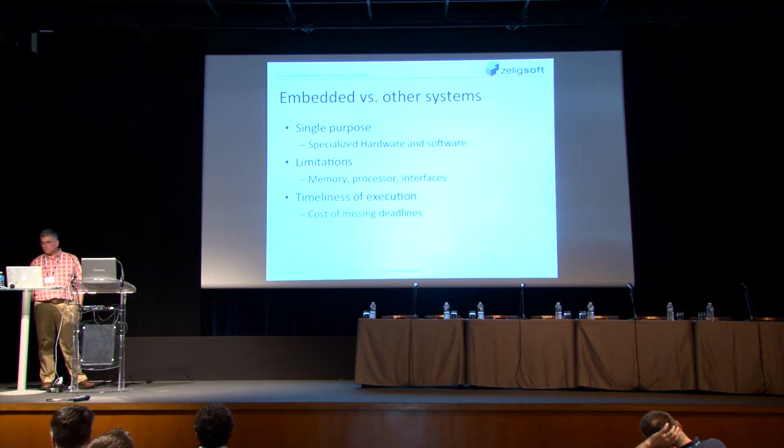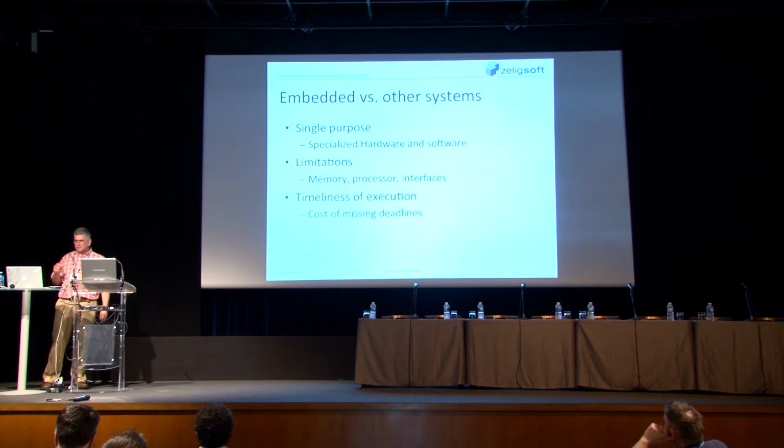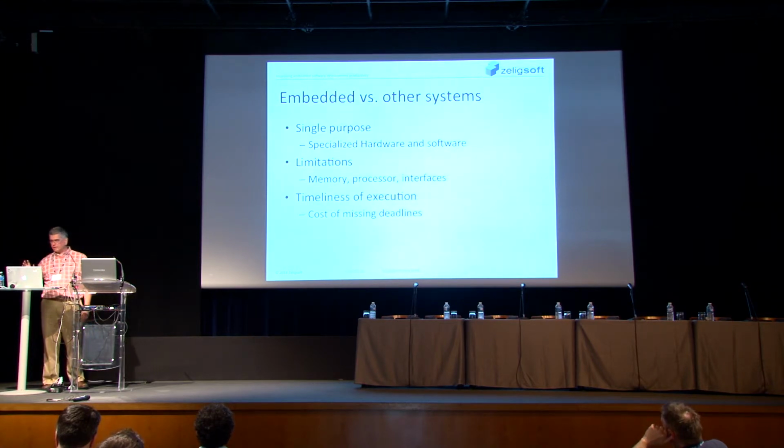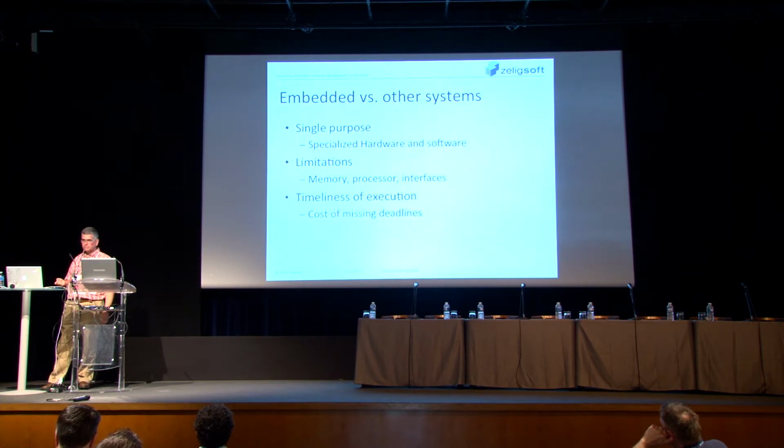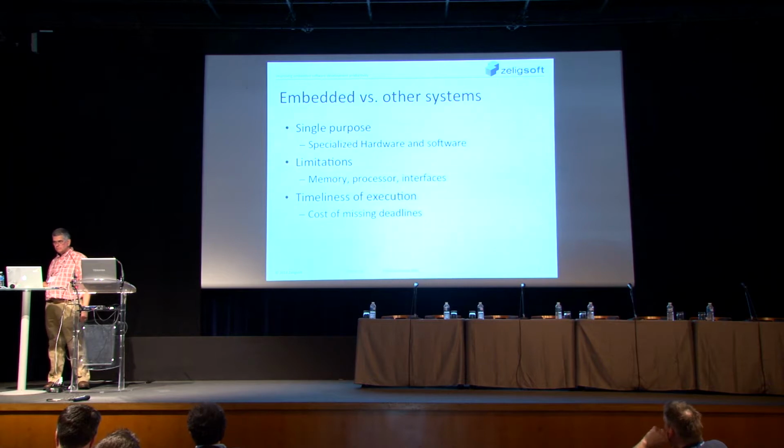If the X-ray machine that is scanning you suddenly delivers a dose that is 100 times the dose for a normal X-ray, well, that's a bit of a problem. Nobody likes to cook on an X-ray table, right? So there are some costs of missing deadlines. And there are standards out there that have to be met.